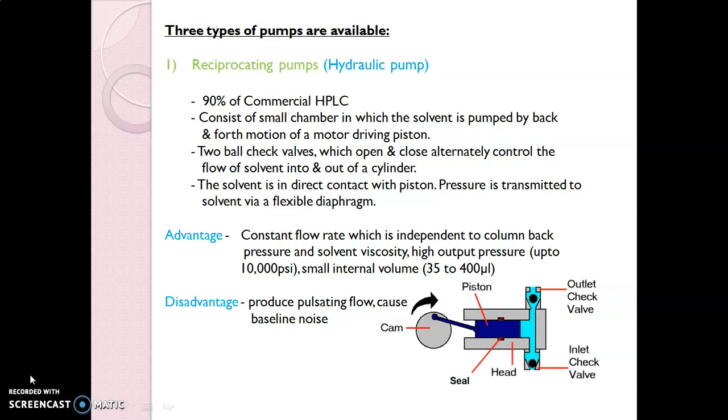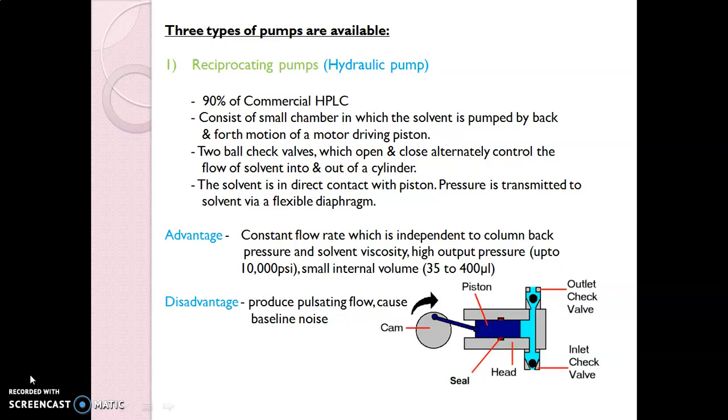The pressure is transmitted to the solvent via a flexible diaphragm. So this piston is moving back and forth, and accordingly the check valves are opening and closing alternately to push the mobile phase. This is the function of the reciprocating pump. What are the advantages of this pump? We are getting a constant flow rate, meaning continuous flow, not pulsating flow.